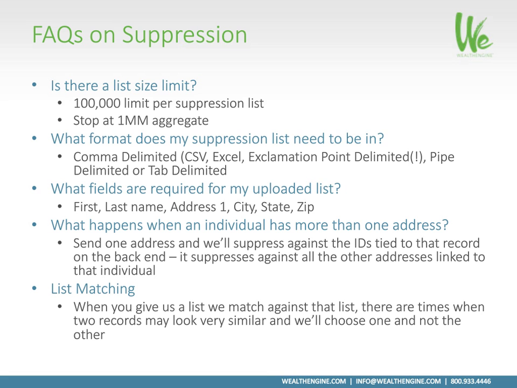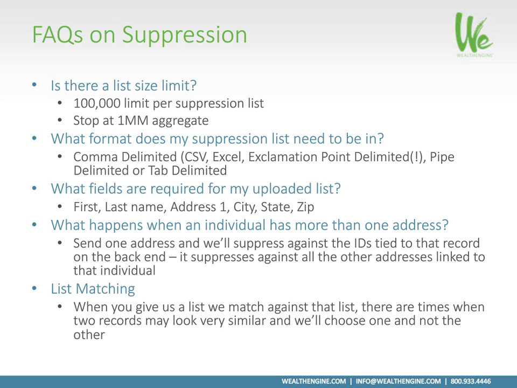Sometimes there are multiple individuals that have multiple properties, so an individual may have more than one address. And when that happens, you may have actually only sent us one address for that individual on your suppression list.